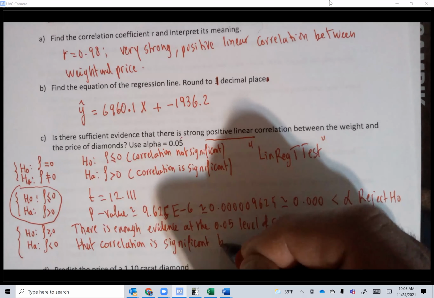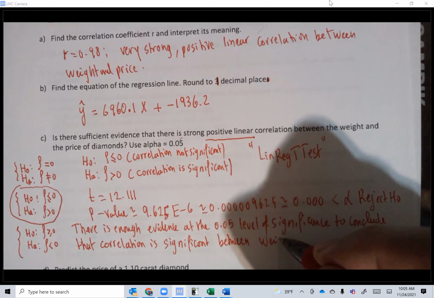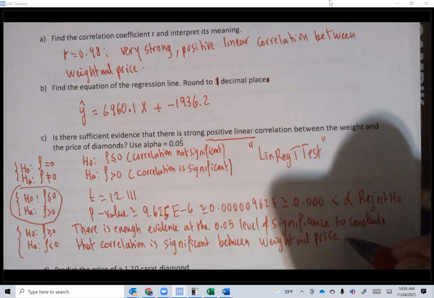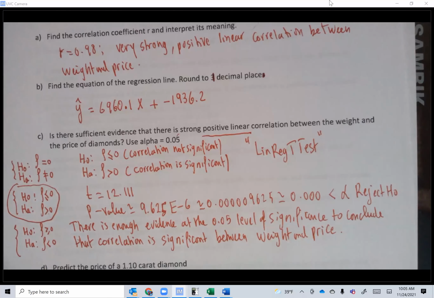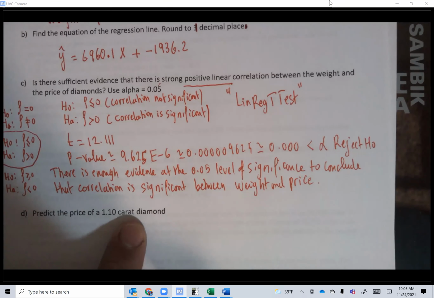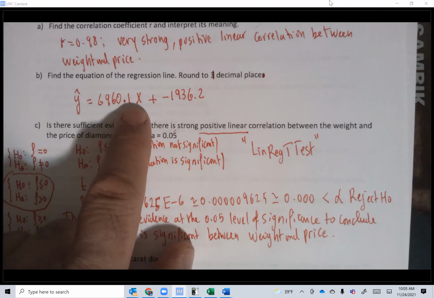Between weight of diamond and price. Big, strong relationship. You're confirming that. Predict the price of 1.1 carat diamond, guys. So you already have the equation. All you need to do is replace X by 1.1.